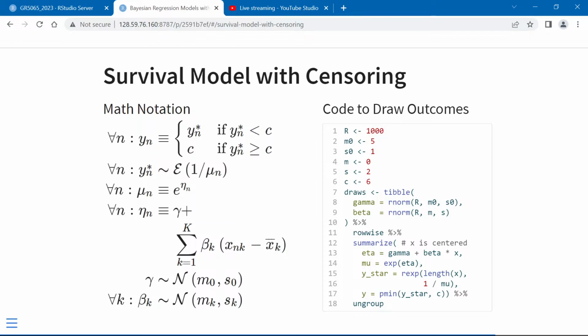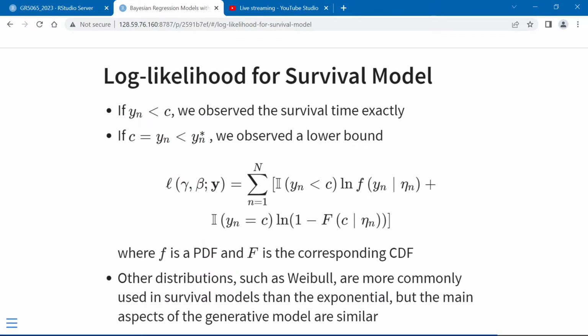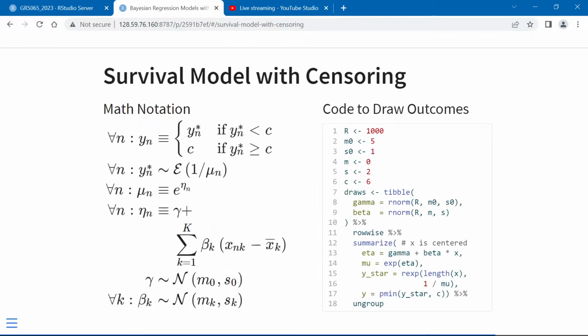So we observe outcomes that are continuous and not normal, not even conditionally. But also we know that the data that we observe is censored at C. Questions about how to draw this? Well, not so much how to draw it, but the generative model itself.